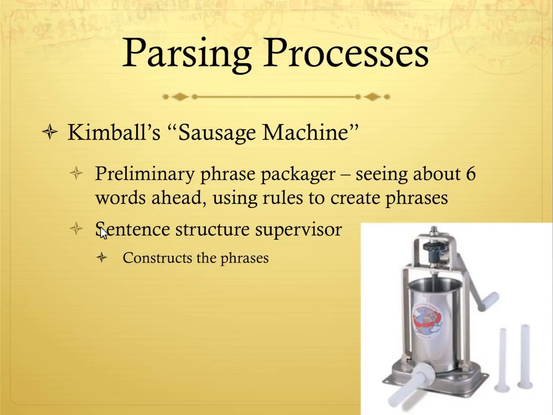Okay. And so sometimes that was called the sausage machine. It's a preliminary phrase packager. That is so hard to say. Preliminary phrase packager. So it takes these phrases, these rules that we just talked about, takes about 6 words and creates these little packages of syntax. And then sends that on to a sentence structure supervisor. And that's just rude, all of that alliteration. But that is what's constructing the phrase into the parsing tree. And so sort of like packaging them into little sausages was the idea.